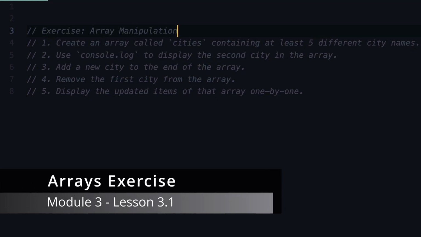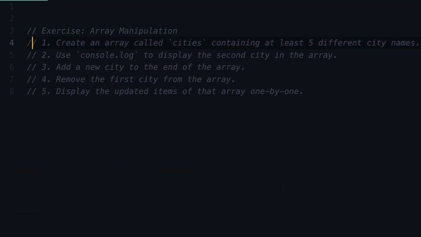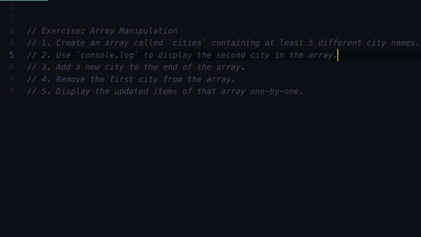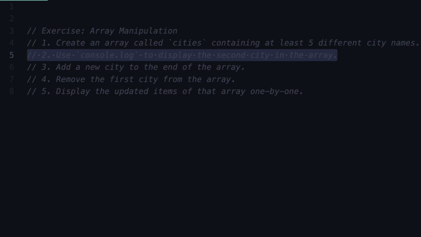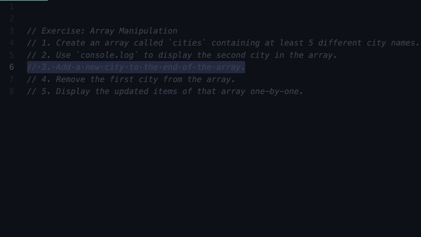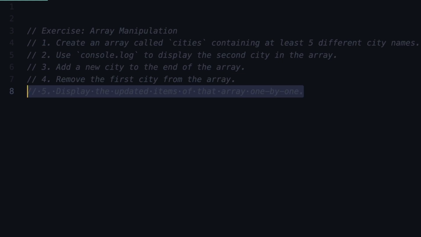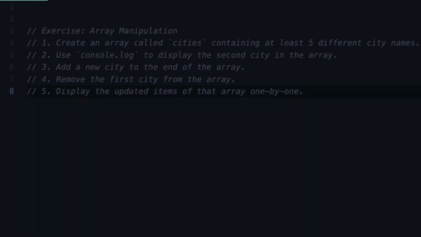Let's do one small and simple exercise with arrays before we move on. So we have this exercise where first we need to create an array called cities, which will contain 5 different city names. And in the second step you need to use console to display the second city in the array. Next you need to add a new city at the end of this array. And in the fourth step you need to remove the first city from this array. And lastly we need to display the updated items of that array one by one in the console. So go ahead and try this on your own and then come back for the solution.